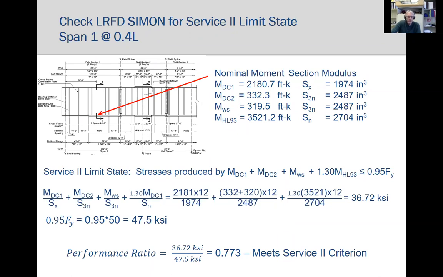At this 40% point in the span, we have a non-composite dead load moment that causes stresses on the steel-only section modulus, SX1. That's this first line. The composite dead load and wearing surface dead load moments cause stresses on the long-term composite section, S3N, and that's the second line. And the live load moments cause stresses on the short-term composite section, SN, and that's this line.